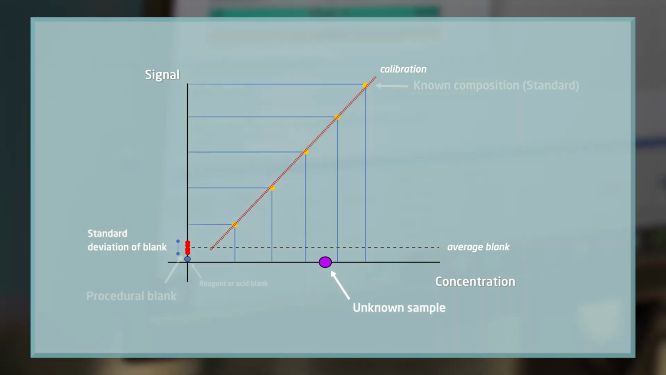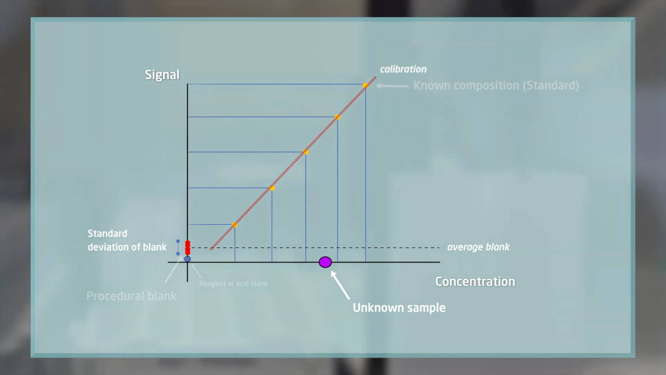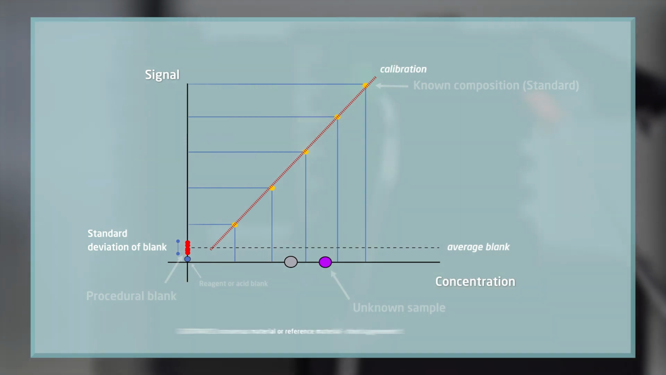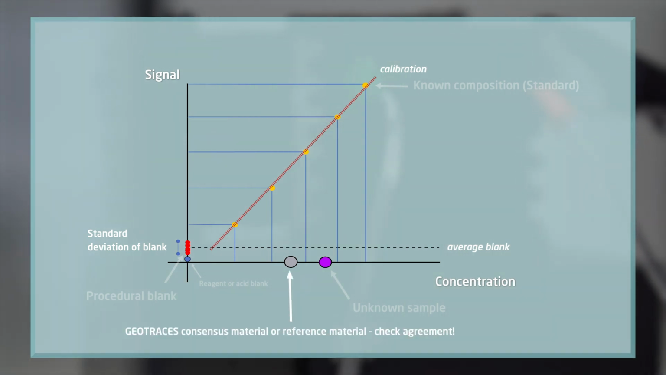For many elements and isotopes in seawater, there are no CRMs available, but GEOTRACES has characterized some materials really well with analyses by different groups. These samples are called consensus materials.